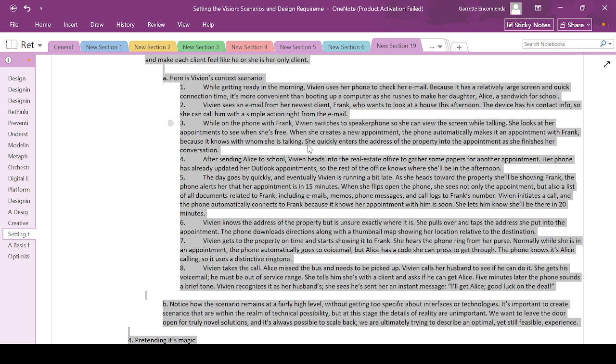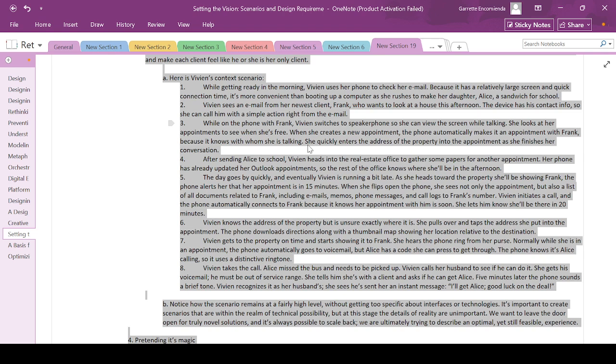As she heads towards the property she'll be showing Frank, the phone alerts her that her appointment is in 15 minutes. When she flips open the phone, she sees not only the appointment but also a list of all documents related to Frank, including emails, memos, phone messages, and call logs to Frank's number. Vivian initiates a call, and the phone automatically connects to Frank because it knows her appointment with him is soon. She lets him know that she'll be there in 20 minutes.